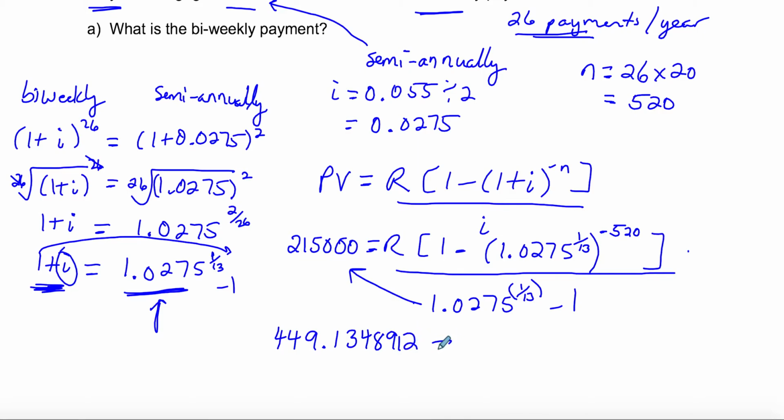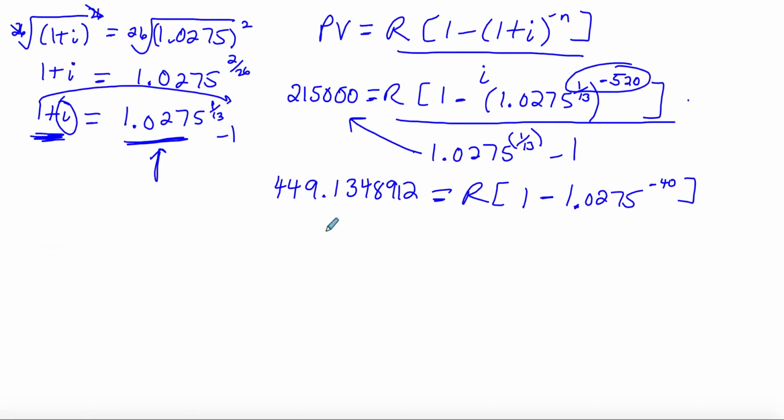Okay. And now on the right-hand side, I still have R because I don't know what the payment is. And I can do 1 minus, I could do all of this here. So if I look at 1.0275, I can multiply my exponent. So negative 520 times 1 is negative 520, but then I divide it by 13, so I get the exponent of negative 40, which looks a lot easier. And I don't have a fraction. So now I can use that again. Now I can actually find what this is.